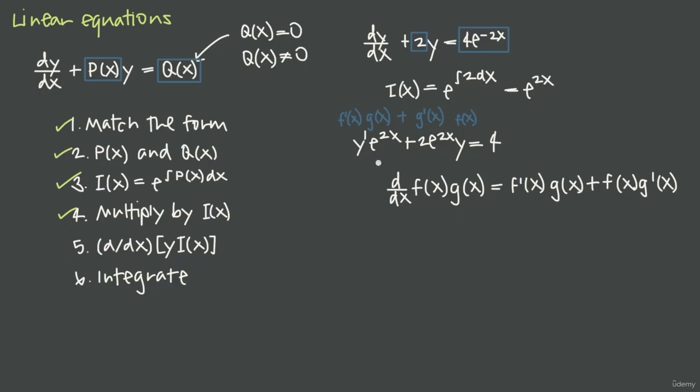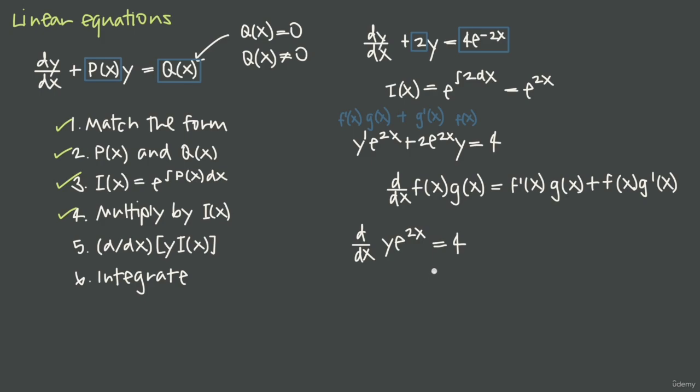So this left-hand side, when we reverse the product rule, becomes the derivative d dx of f of x, which we said was y, multiplied by g of x, which we said was e to the 2x. So y e to the 2x, and then we keep the equals 4. What we notice here is that the left-hand side is the derivative d dx of y multiplied by the integrating factor. e to the 2x here is the integrating factor I of x. And notice that that's step 5, the derivative d dx of y multiplied by the integrating factor. And that is why the integrating factor is so useful to us.